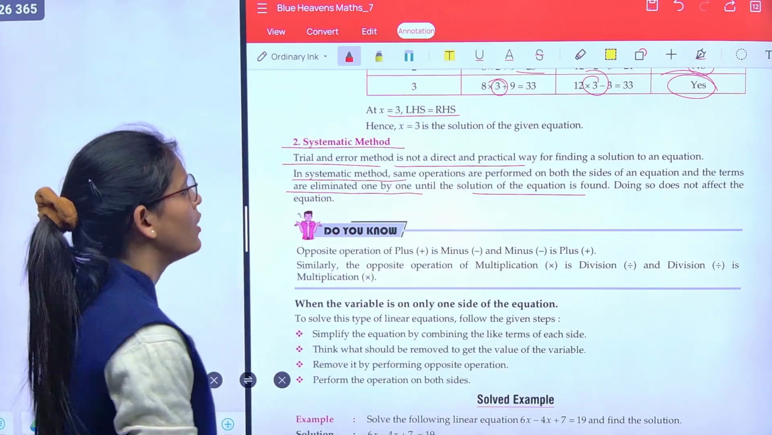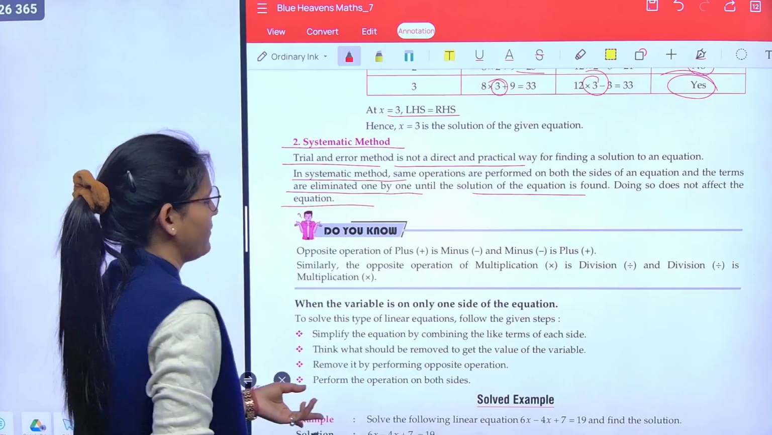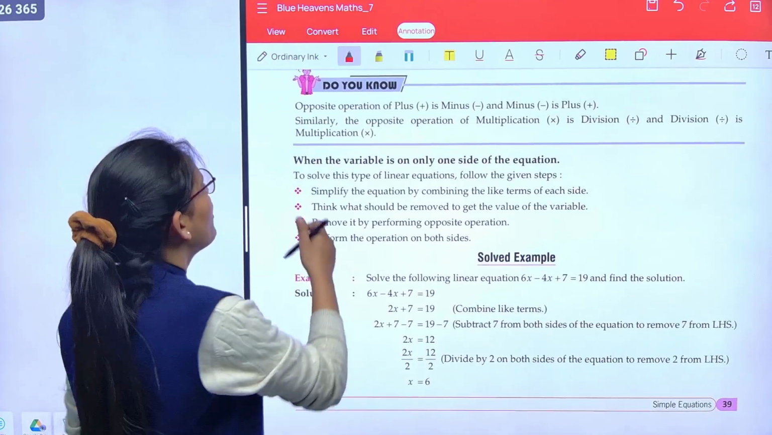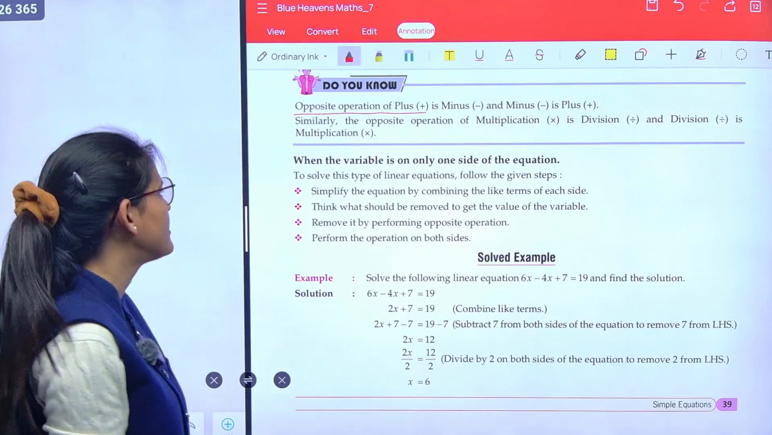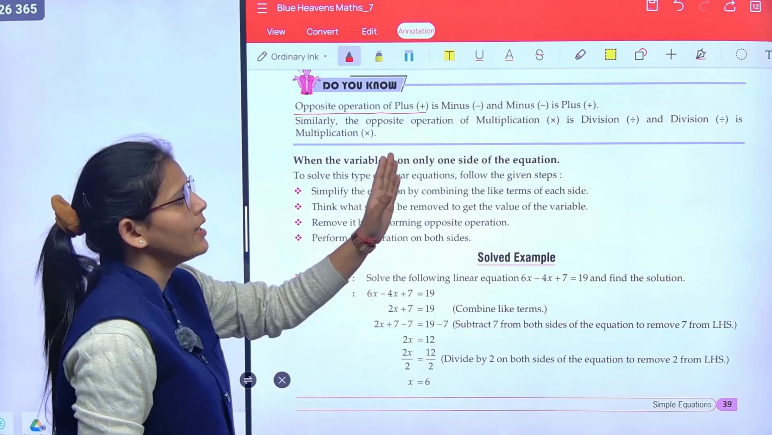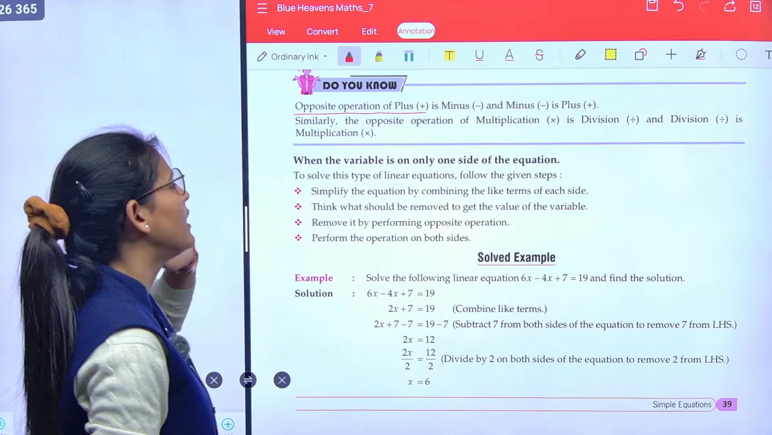Doing so doesn't affect the equation. Now class, do you know the opposite operation of plus is minus and minus is plus? Similarly, the opposite operation of multiplication is division, and division का क्या होगा, multiplication.